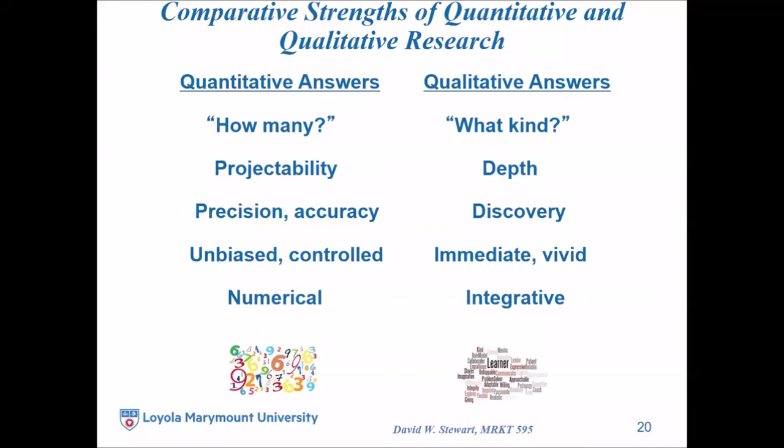With quantitative research, we're interested in things that are unbiased, very controlled. We're not so interested in control with qualitative research. We really are interested in things that are immediate, that are vivid. We want to see the emotion, or the passion, or the anger. That's a part of the response, and we'd like to see that. And then finally, with quantitative research, ultimately at the end of the day, we want numbers. With qualitative research, we want something that's more integrated. We want to tell a story. We want to tell a story of this customer.